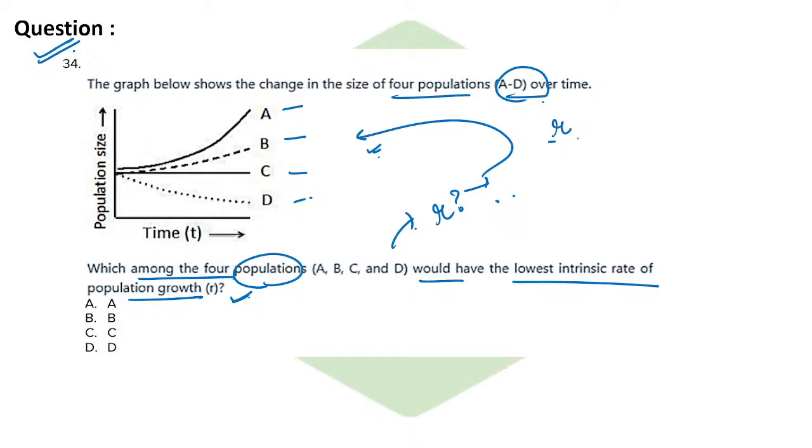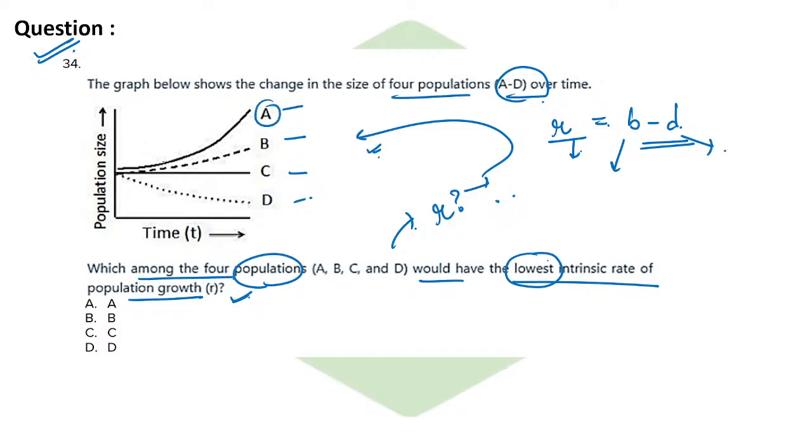What do you mean by R? R is your intrinsic rate of increase. The formula for the same is B minus D, that is birth rate minus death rate. The question is asking which of the following would have the lowest birth rate minus death rate, B minus D. So this is birth rate, this is your death rate.